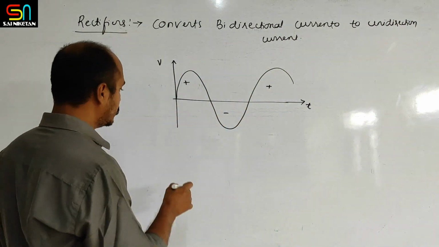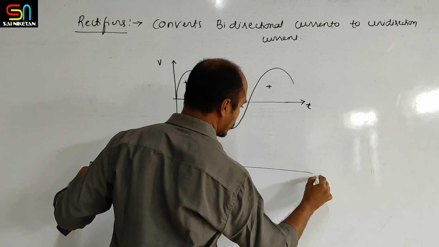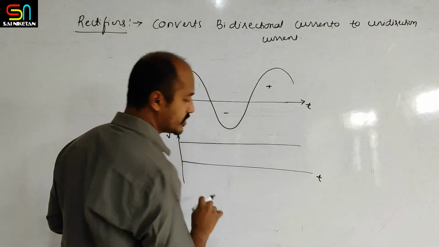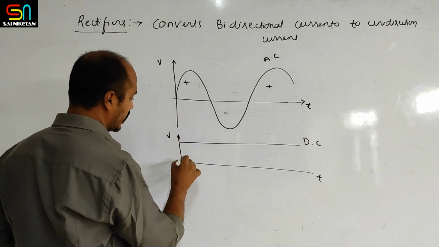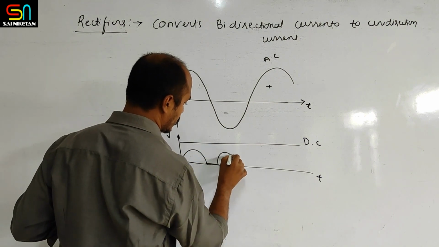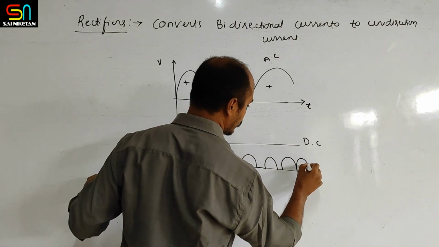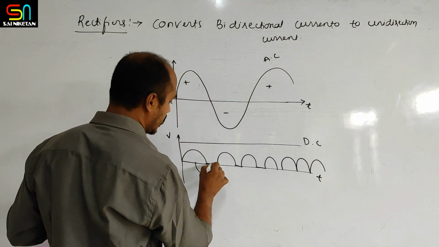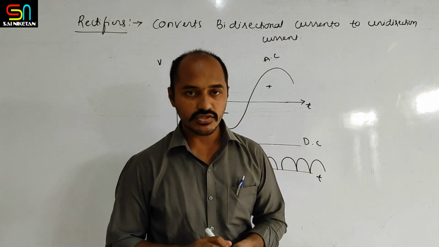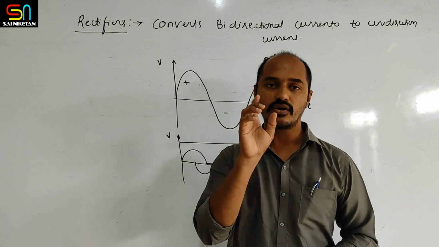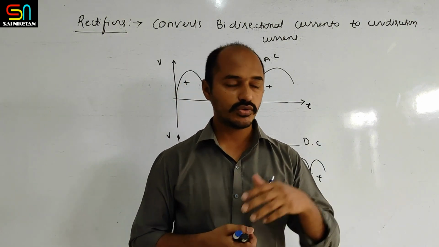If you take unidirectional current, with voltage or current on this axis and time on the other, you can indicate it like this, a straight line, which is DC, and this indicates the alternating current. Or you can also see this kind of current, only in the positive direction, or only in the negative direction. Current in only one direction, positive or negative, is called unidirectional current. Uni means single, bi means double, two directional.